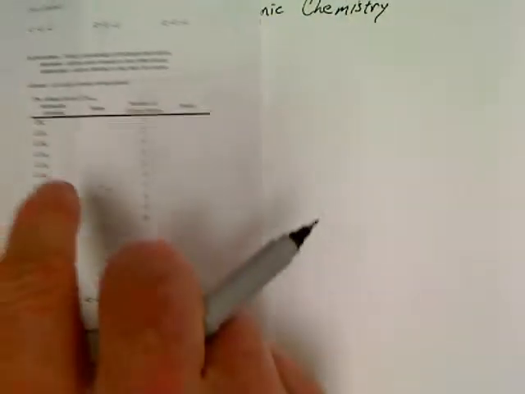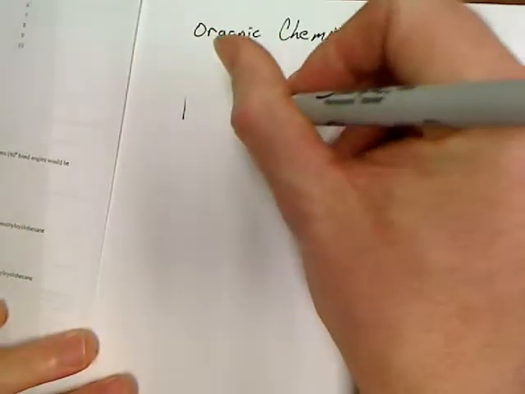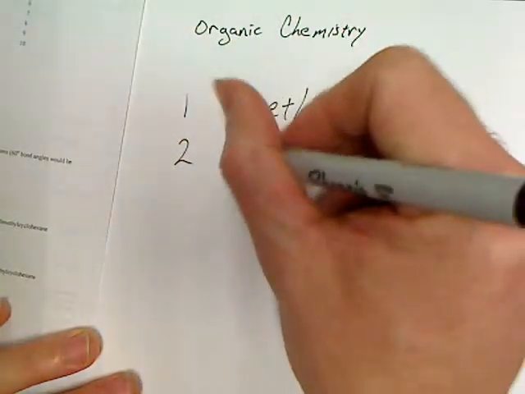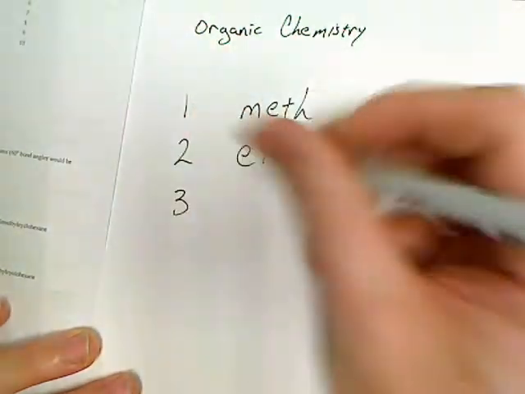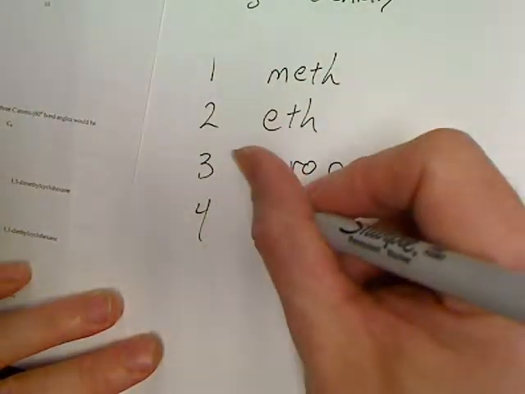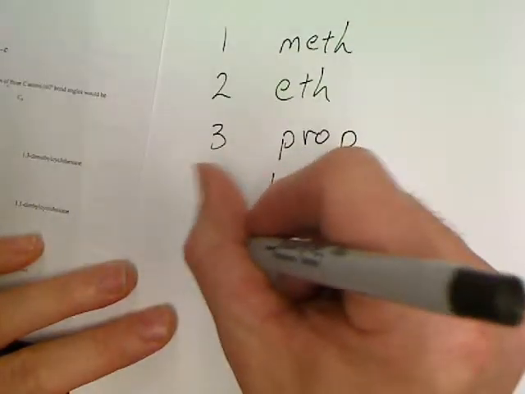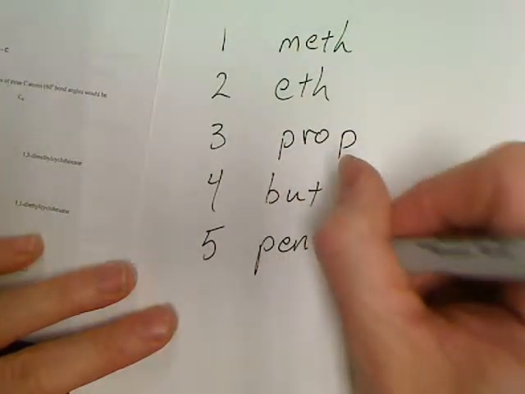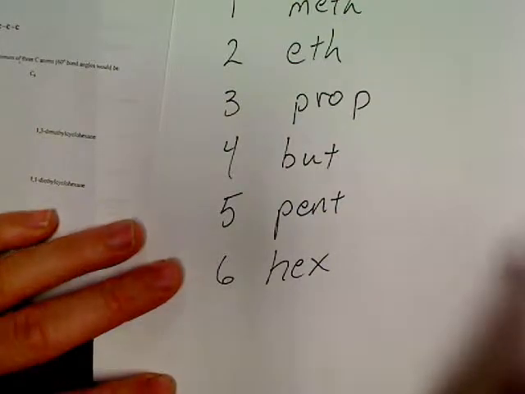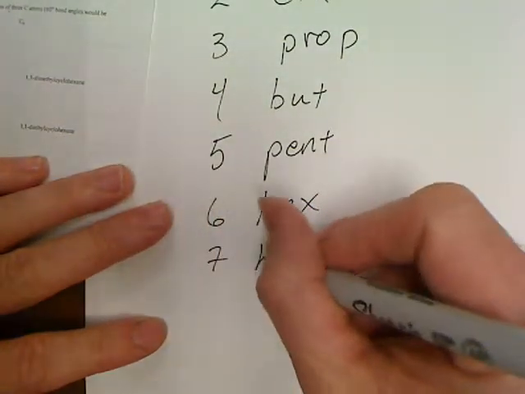When you have one carbon atom, that's known as meth. Two is eth. Three is prop. Four is but. Five is pent. And then six is hex.